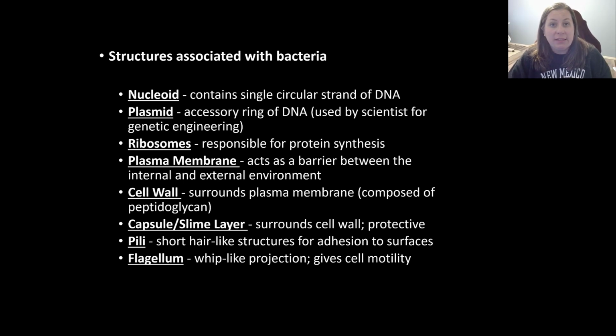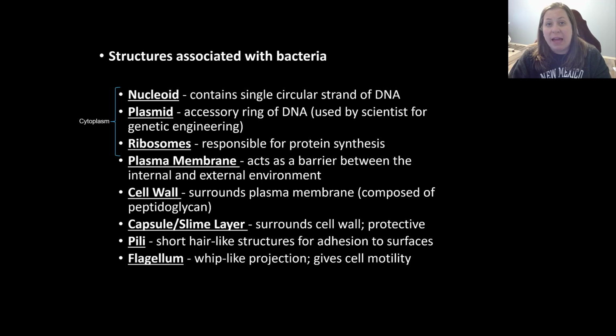All right, so now let's take a look at the actual structures that are found in a prokaryotic cell, specifically for bacteria. All right, let's take a look at these. So we have a couple of structures that are going to be important in what we call the cytoplasm. Okay, the cytoplasm is the fluid that's inside of the cell. And in this fluid, you're going to find a nucleoid region. The nucleoid contains a single, what means one, circular, so it's a round strand of DNA. That is the nucleoid region of bacteria.